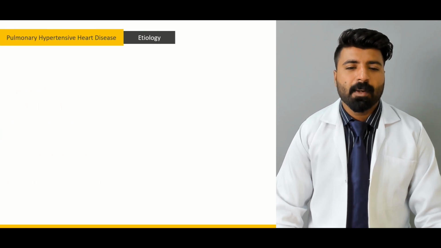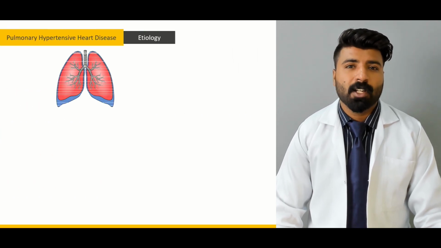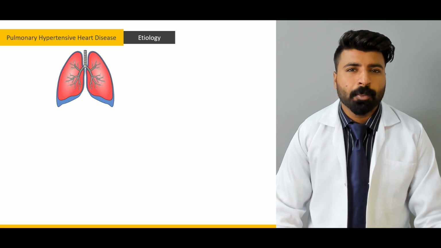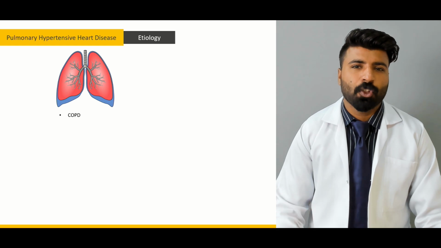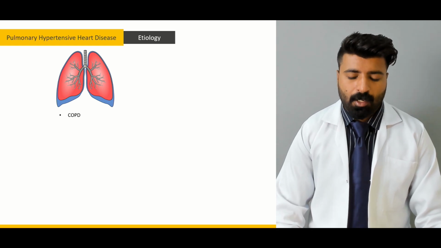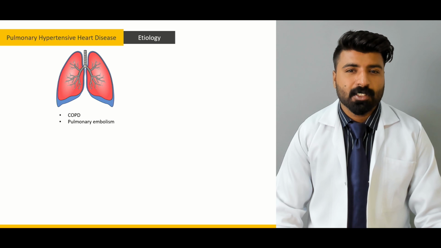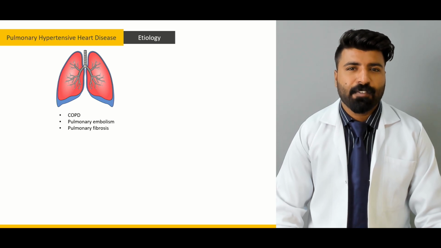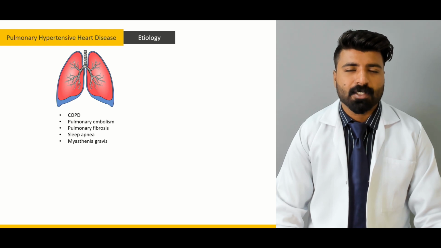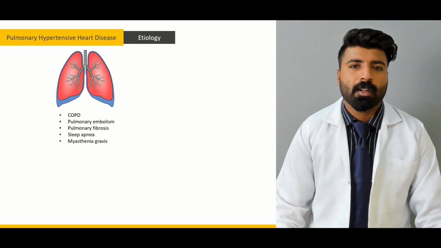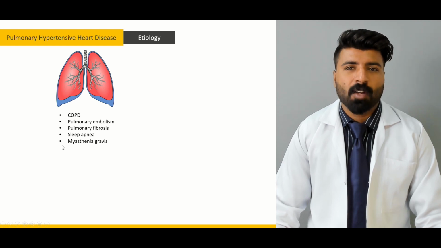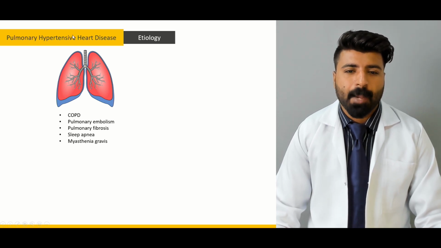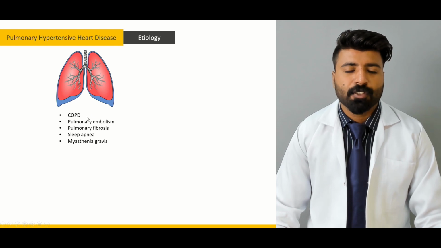Next on, we have pulmonary hypertensive heart disease, also called cor pulmonale, etiologies. What are going to be the causes of development of pulmonary heart disease? First of all, COPD. Next, pulmonary embolism. Next, pulmonary fibrosis. Next, sleep apnea. Next, myasthenia gravis. Before we move on, let me make you understand why all of these conditions are leading to pulmonary hypertensive heart disease. First of all, COPD.